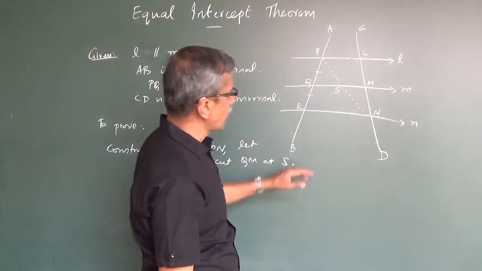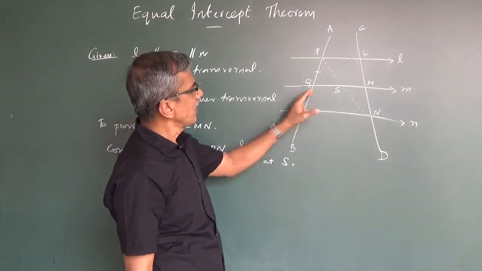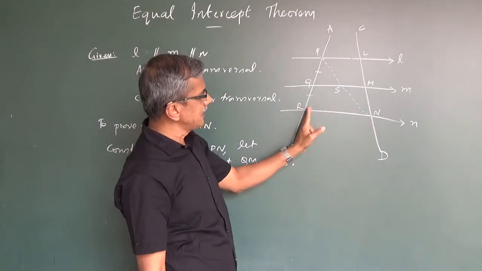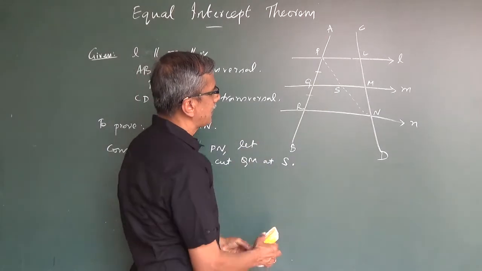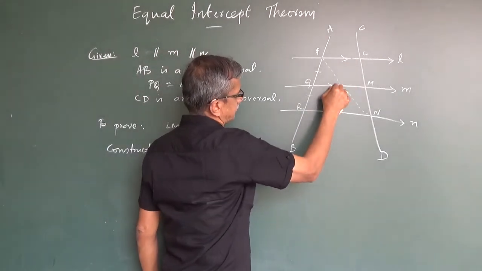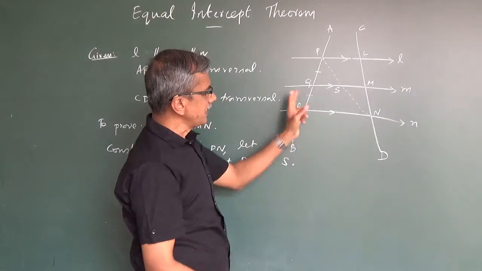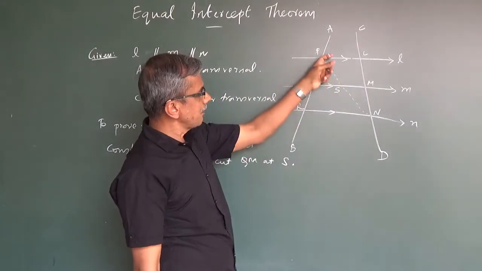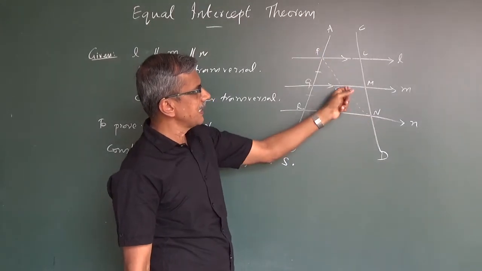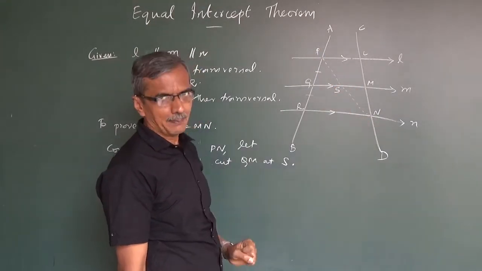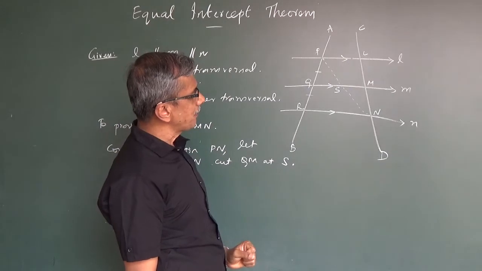We will be using the converse of the midpoint theorem. Now if you see, this is a triangle. In this triangle, Q is a midpoint and this line is parallel. So QS is parallel to the base. That means S will be the midpoint of PN, by the converse of the midpoint theorem.